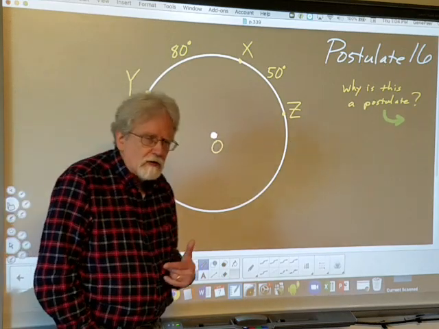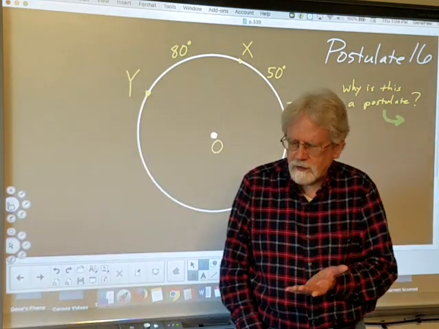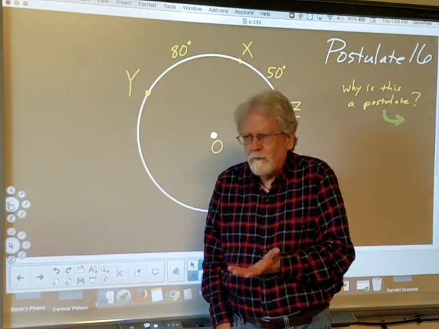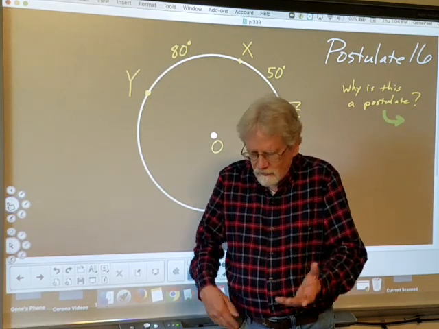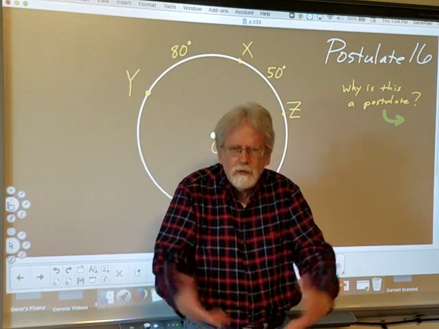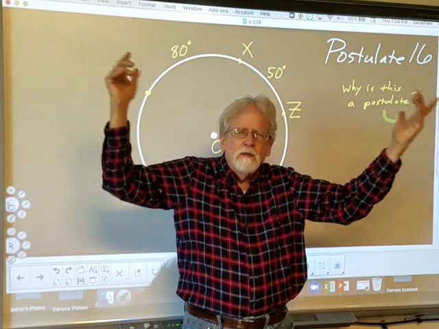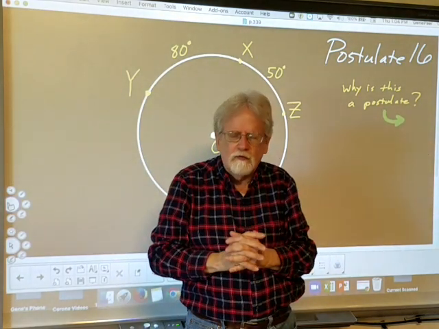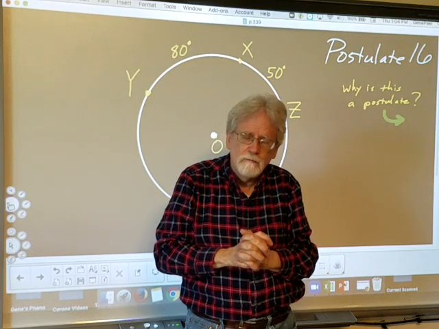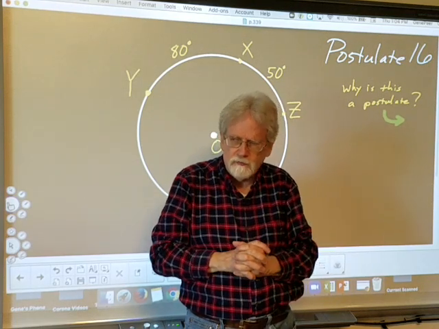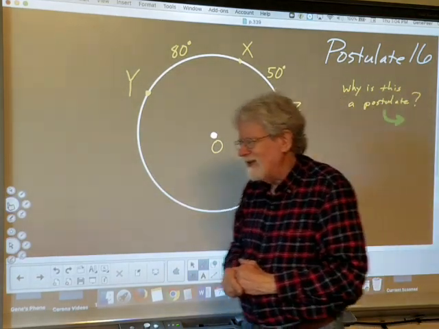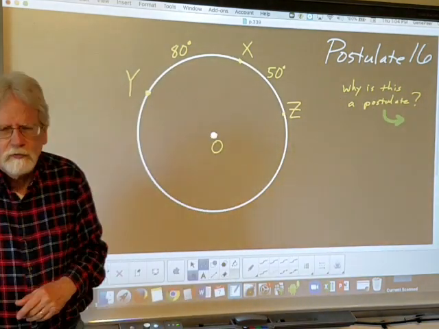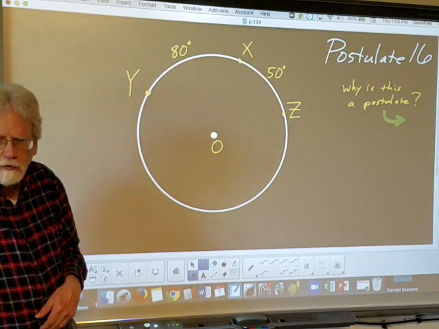What is a postulate? A postulate is supposed to be something so basic, so foundational, that we can't even prove it. It's at the very bottom of our geometry that everything else is built upon. Some of our postulates could be proved if this were a college-level geometry class. But folks, postulate 16 is so easy to prove, I don't understand why these book writers called it a postulate.